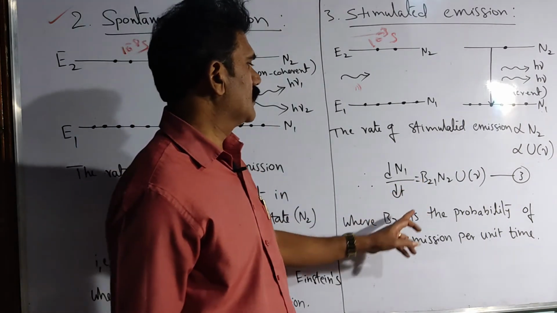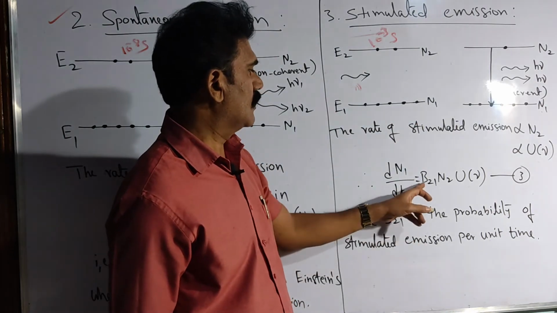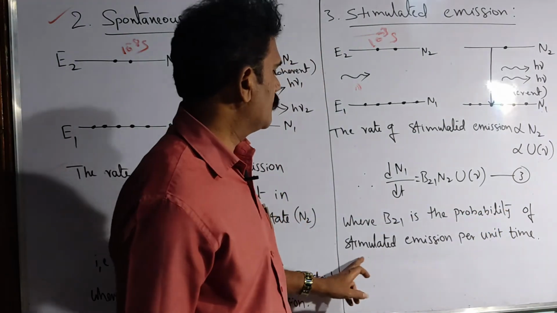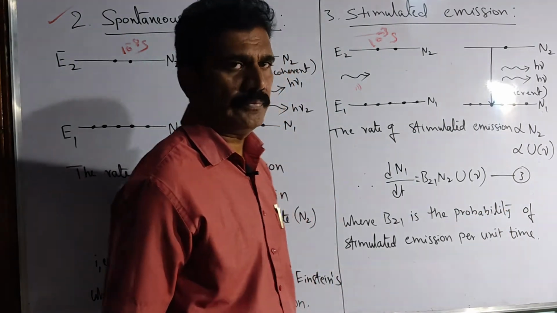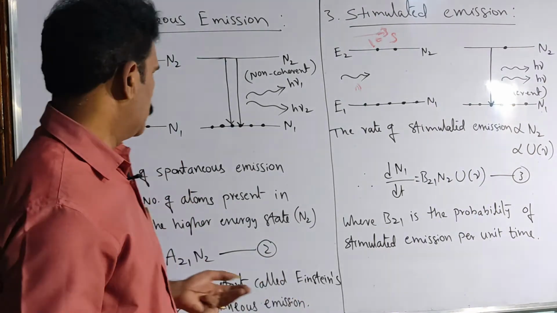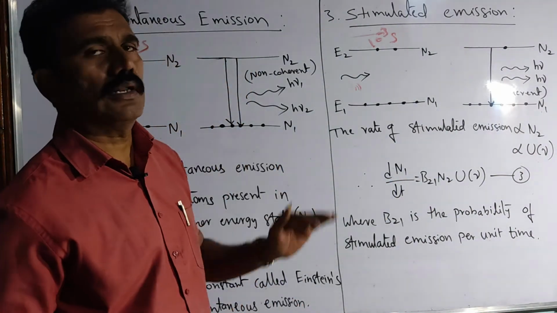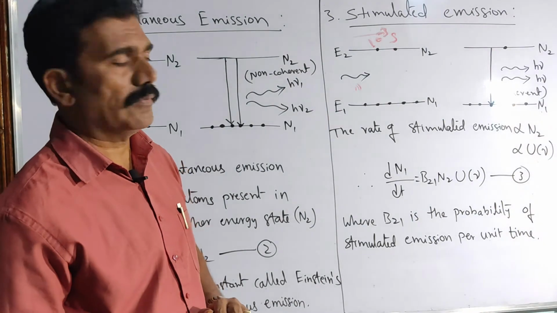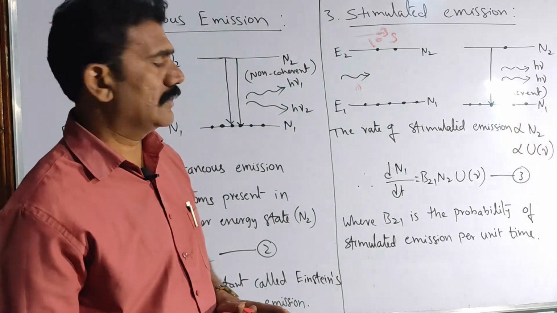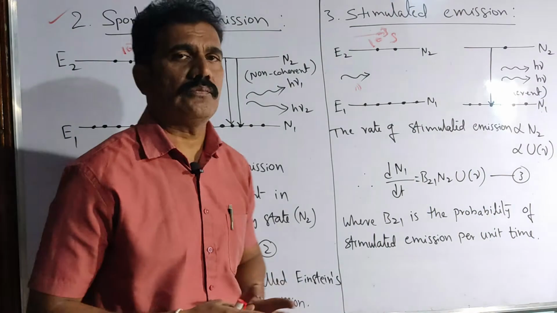In this equation the constant considered is for 2 to 1, of course the transition from 2 to 1, isn't it? So it is considered as B21. That B21 is the probability of stimulated emission per unit time. Now totally how many constants do we come across? B12, A21 and B21. All these three are called Einstein's coefficients. But what is the relation between A21 and B12, B21, etc.? That you have to see by combining all these three equations. So let us proceed now for that.